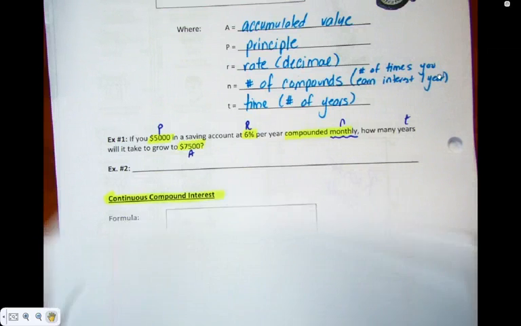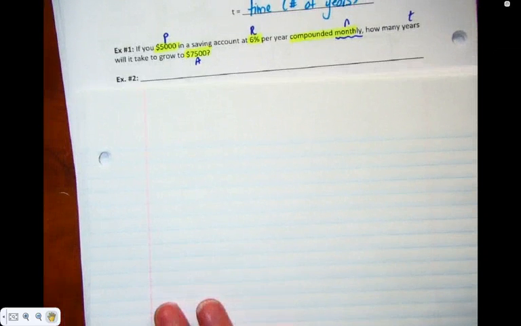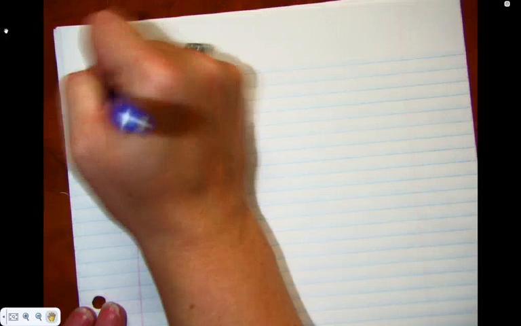Grab your paper. It's clearly unfocused.